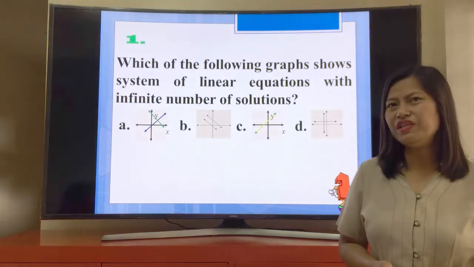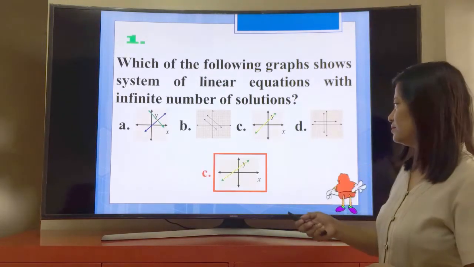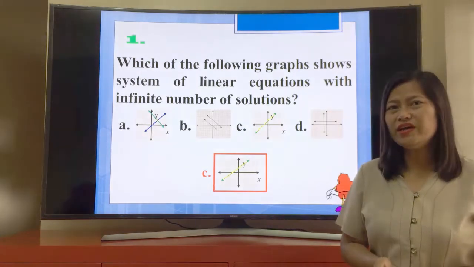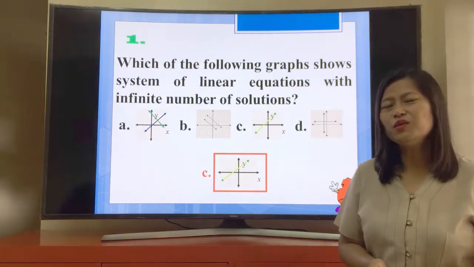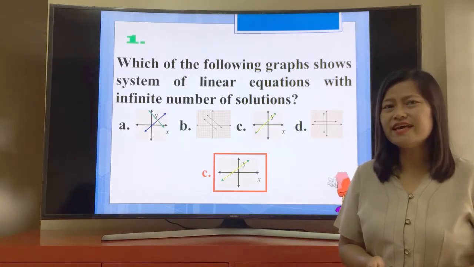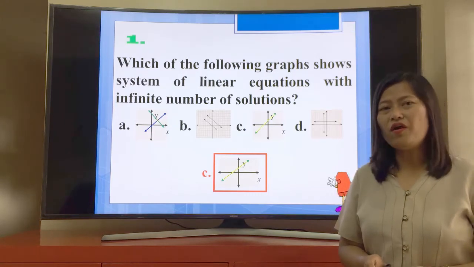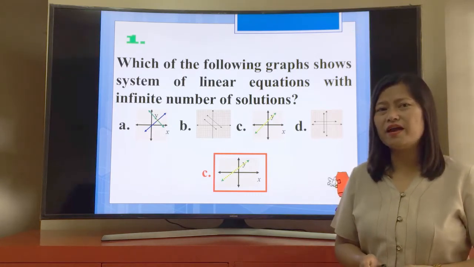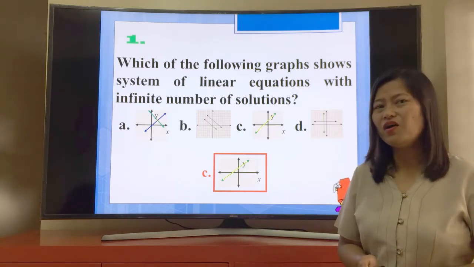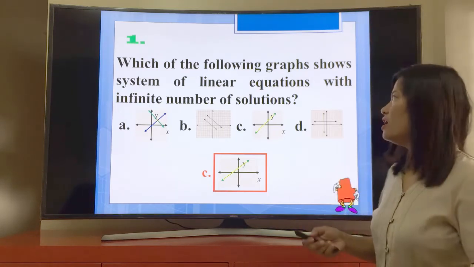What's your answer in number 1? The answer is C. As we can see in the figure, the two lines are coinciding. The kind of system of linear equations is consistent dependent. We recall that in this type of system, the slopes are equal and y-intercepts are also the same.